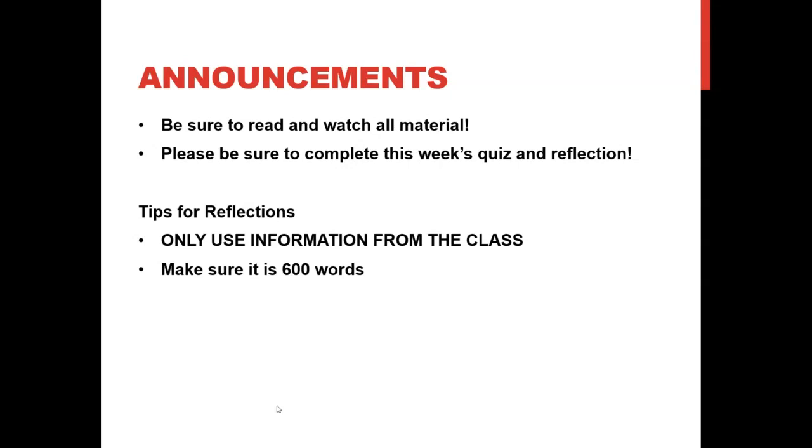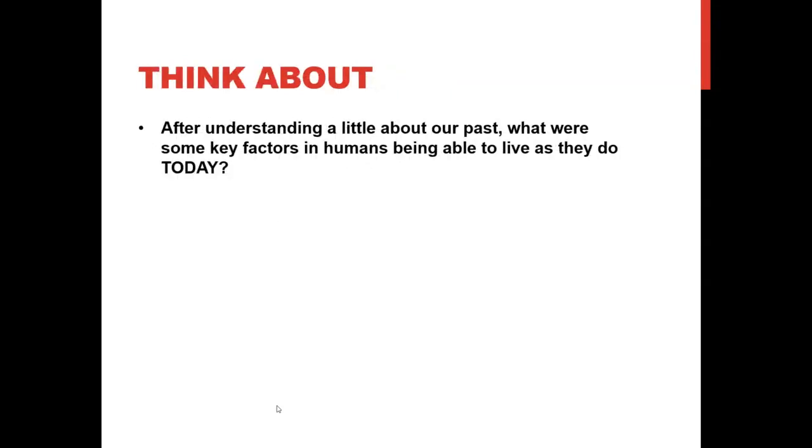Okay. All right. So question one for you today is: after understanding a little about our past, what were some key factors in humans being able to live as they do today? Basically, you think about today's society, and you heard a little bit about bands, tribes, chiefdoms, and states. What things allow us to do that, right? And we're obviously going to go over them in the lecture.